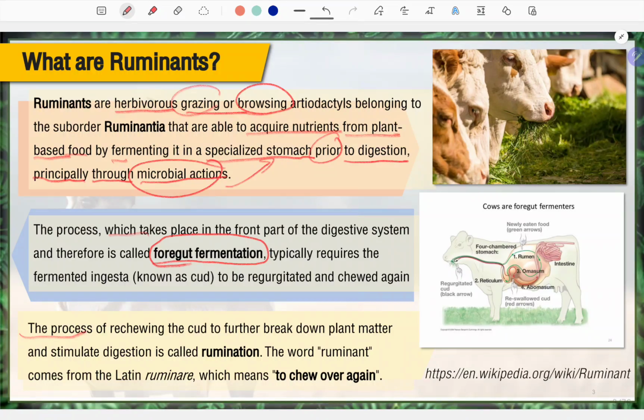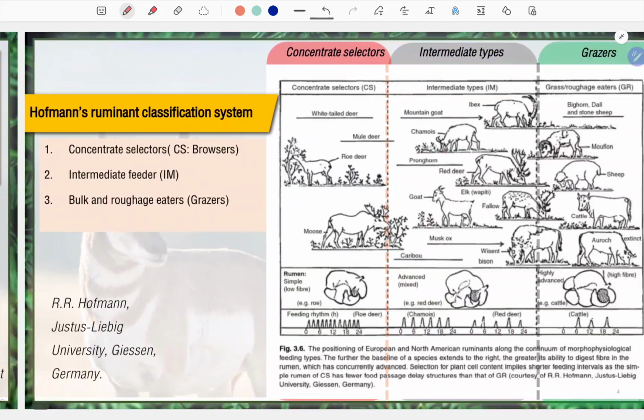The process typically requires the fermented ingesta to be regurgitated and chewed again. The process of rechewing the cud to further break down plant matter and stimulate digestion is called rumination. The word ruminant comes from the Latin rumine, which means to chew over again and again. Okay, this is all about the meaning of ruminants.